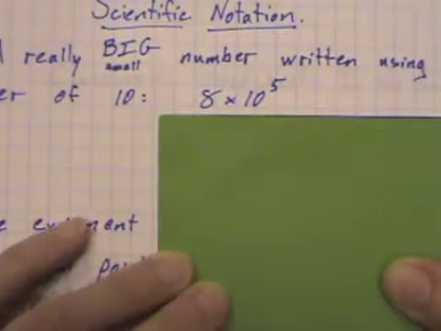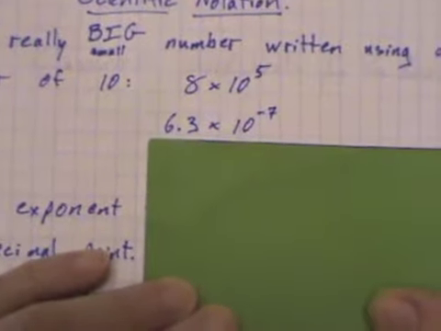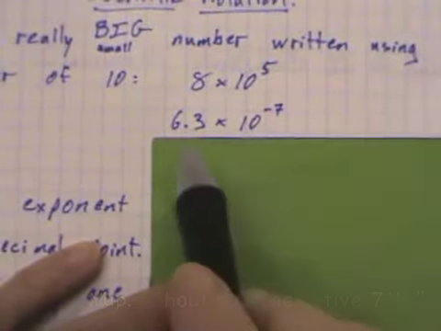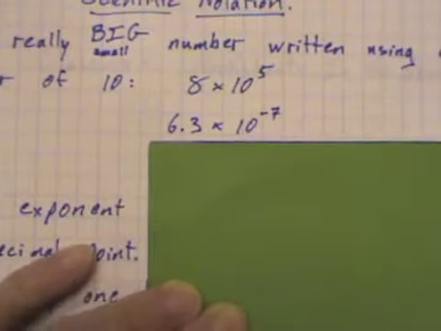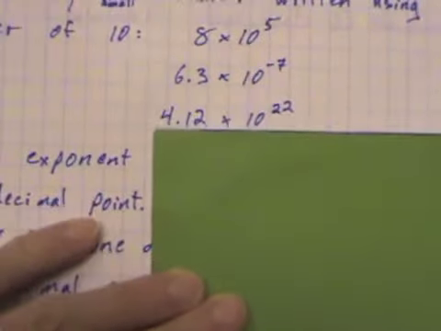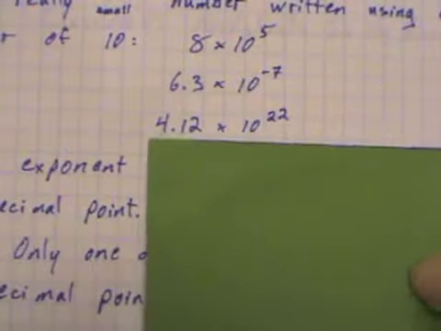That would be kind of large. It would be 8 and 5 zeros. Or 6.3 times 10 to the negative 7th, which would be a really small number because it's a negative exponent, so you're going to move the decimal the other way. What else? 4.12 times 10 to the 22nd. That would be a rather large number.